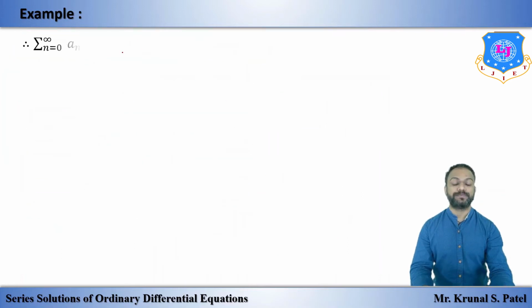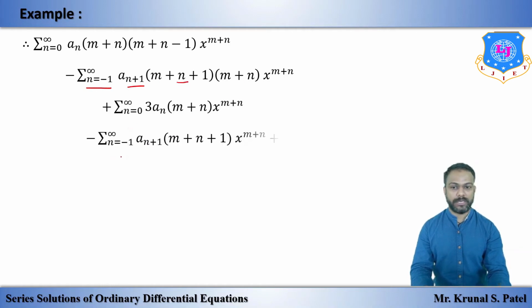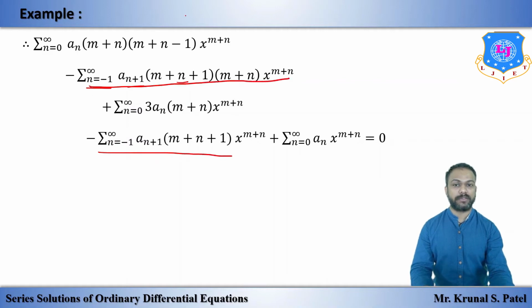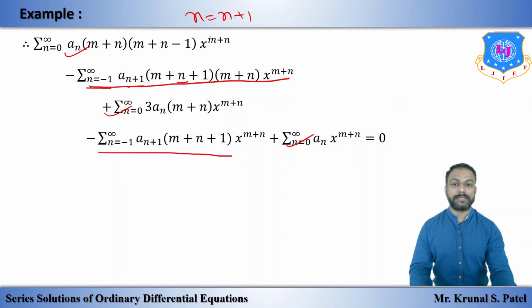So we have the first term as it is. In the second term, as I told, n becomes minus 1, n is equal to n plus 1, and this becomes simple. Third term as it is. In the fourth term, as I told, it is simple again. So we put n is equal to n plus 1 in the second and fourth term. So this will be changed, and the first term, third term and fifth term, that means the last term, as it is. Now you can see we made the power of x equal.